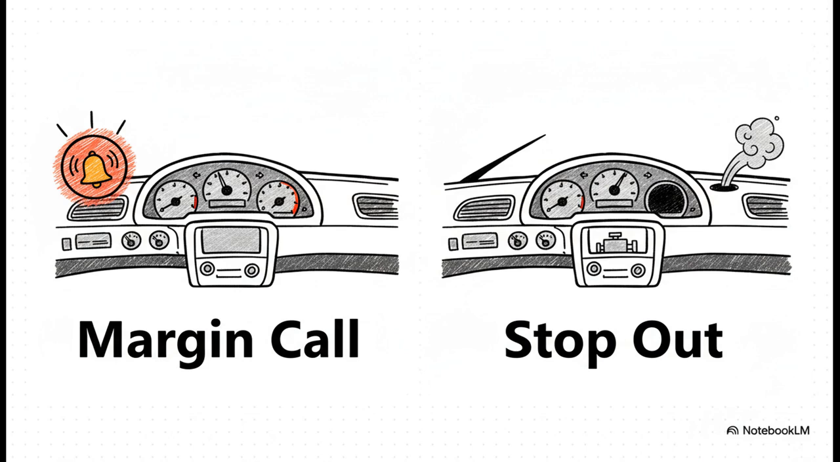People get these two mixed up all the time, so let's really nail it down. A margin call is the warning light on your dashboard. A stop out is the system taking action. It's the difference between seeing a low fuel light and the engine actually shutting down on the highway.